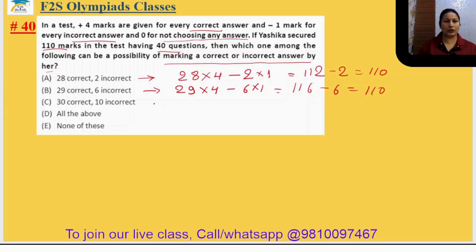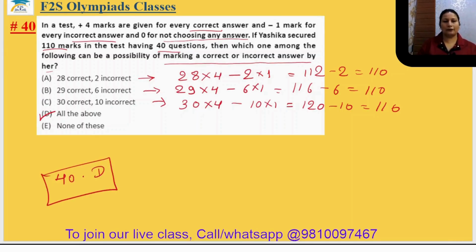I think the option should be D. Let's check the third one also. 30 multiplied by 4 minus 10 multiplied by 1. This is 120 minus 10. That is 110. So all can be the possible numbers. Option D. The answer will be option D.